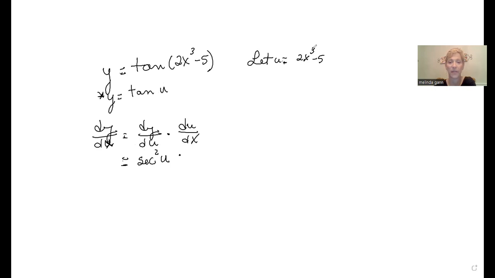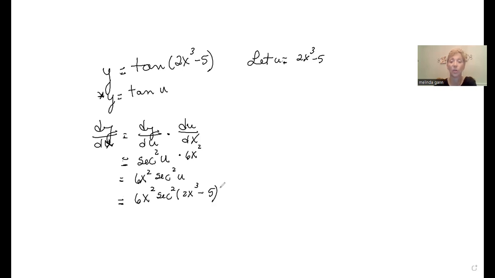So what's the derivative of that thing? That 3 is going to come down, so I'm going to have 6x squared. And like I told you, so I'm not tempted to do this angle times this, I'm going to move that to the front. So I've got 6x squared times the secant squared of u. You know, commutative property of multiplication, I can change that order. And then the last thing I do is substitute back. And I've got the secant squared of u was really 2x cubed minus 5.